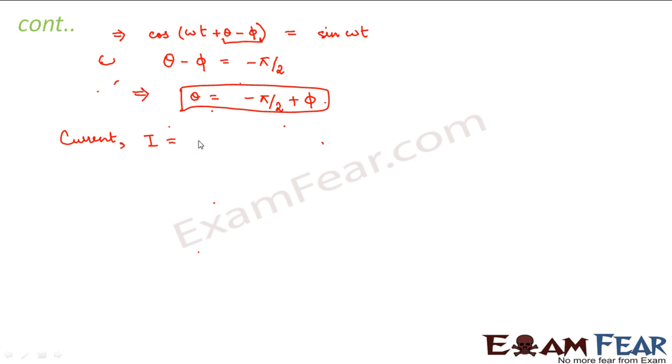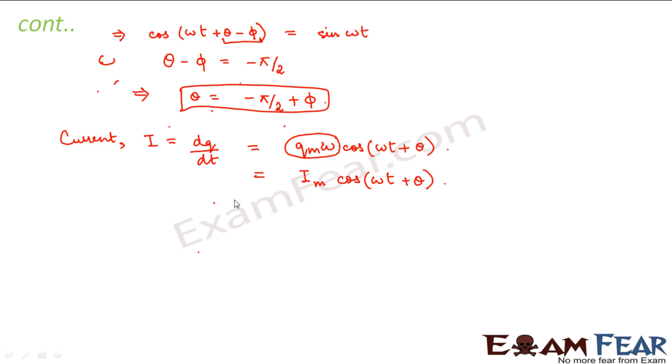Now let us find out the final value for current. So the current I, which is nothing but dq by dt, will be equal to qm into omega cos omega t plus theta, right? This was my expression. So now we know that qm into omega is nothing but the current amplitude. That is what we found in the previous slide. So this will be equal to Im into cos omega t plus theta. Therefore, we found that I is equal to Im cos omega t plus theta.